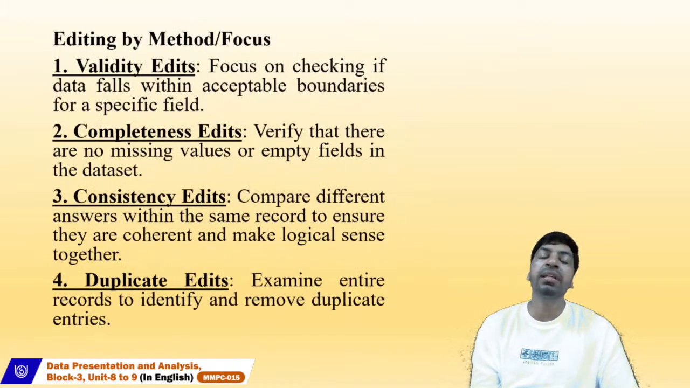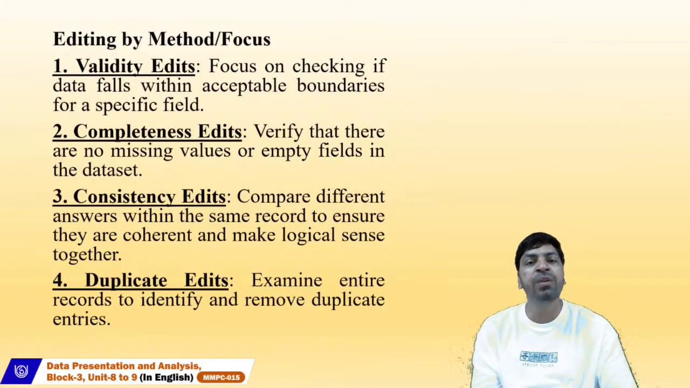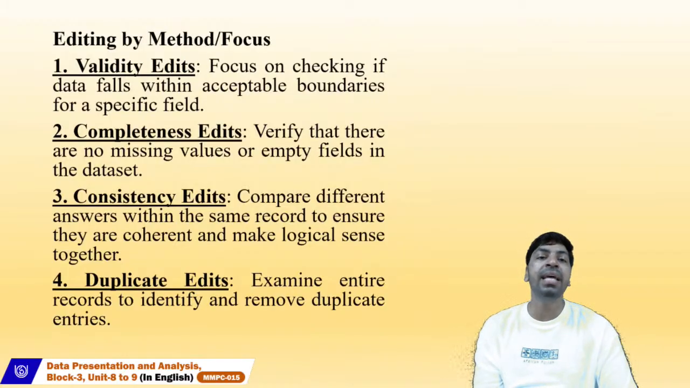The next category is editing by method or focus. We have four or five types under this second category. The first one is validity edit. It mainly focuses on checking whether the data falls within the acceptable boundaries for a specific field or not.